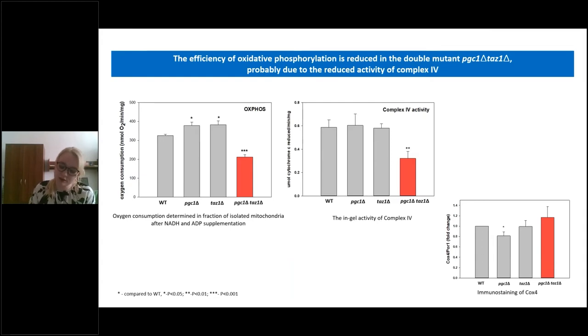Then we looked at what other mitochondrial functions are worsened or affected in the double mutant compared to the taz1 strain, and we observed decreased oxidative phosphorylation of the double mutant compared to taz1 or wild type. This drop in oxygen consumption might be caused by decreased cytochrome C oxidase activity of complex 4. And this change in activity was not caused by a change in protein level.